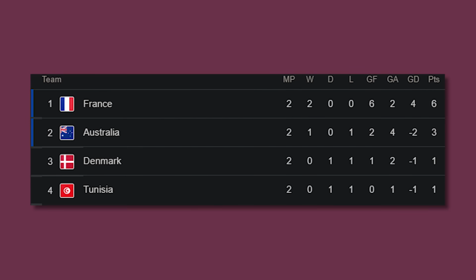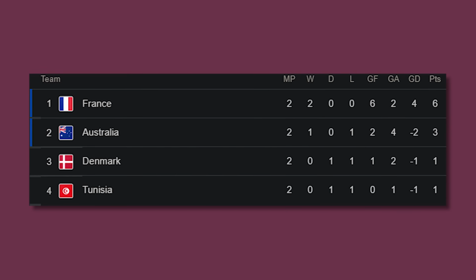While that shit show was happening, Australia versus Denmark were playing each other. Australia, who currently were holding on to the remaining spot, needed to beat the Danish to go through. In order for the Danish to go through, they'd need to win the match as well.